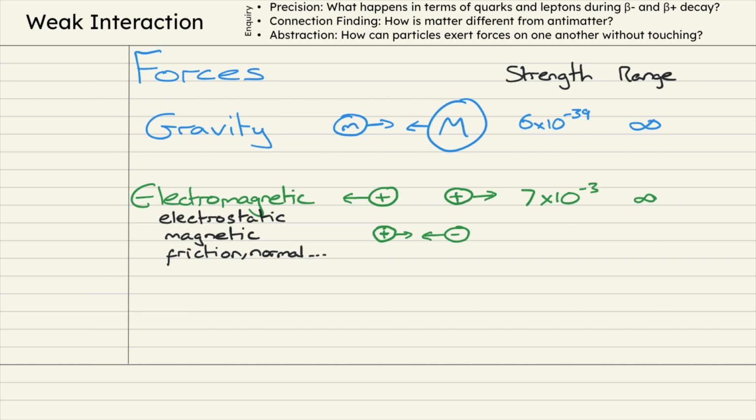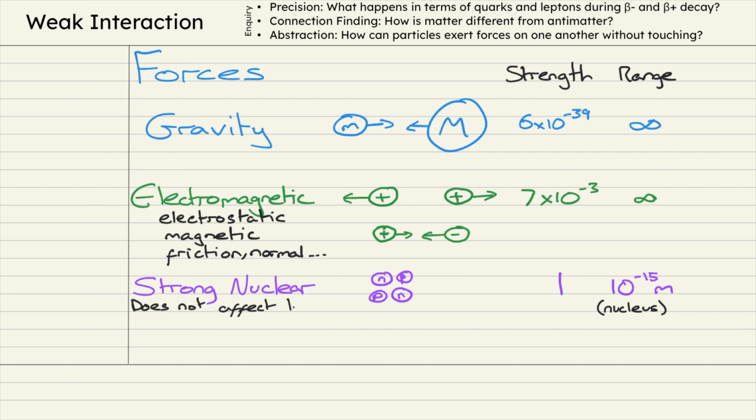Now the force all others are measured against is the strong nuclear force. It only acts in the nucleus and it's strong. It has a relative strength of 1 and a range of 10 to the minus 15 meters. That's about the diameter of a medium-sized nucleus. It holds the nucleus together, but it doesn't affect the leptons at all, the electrons.